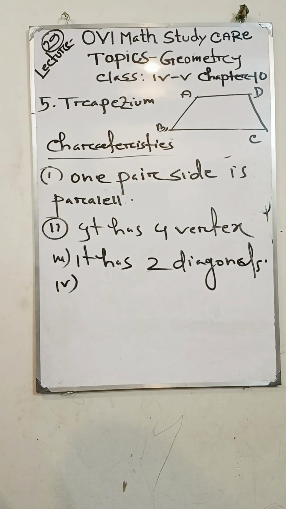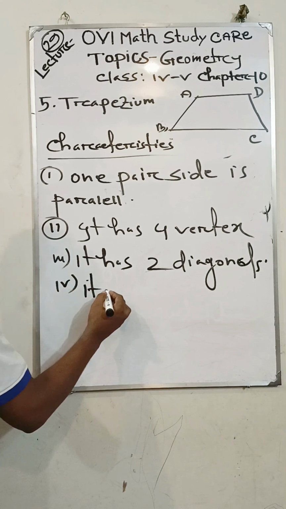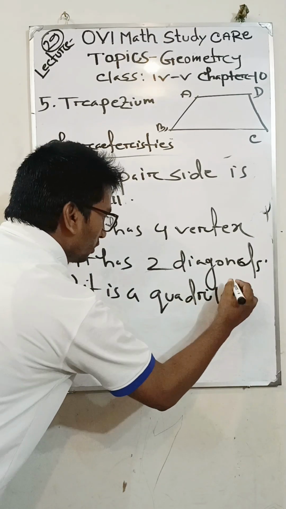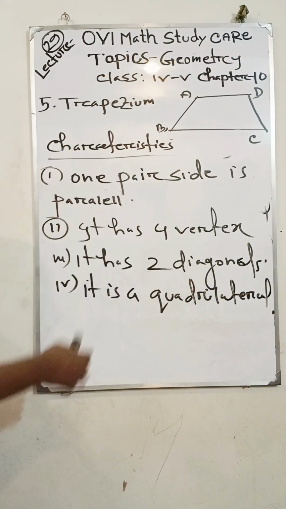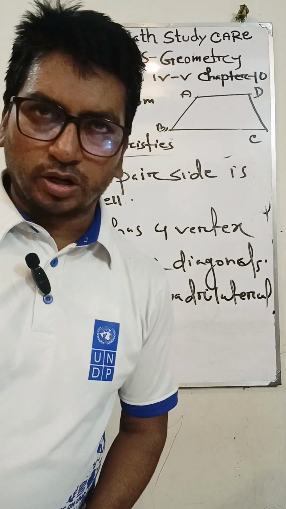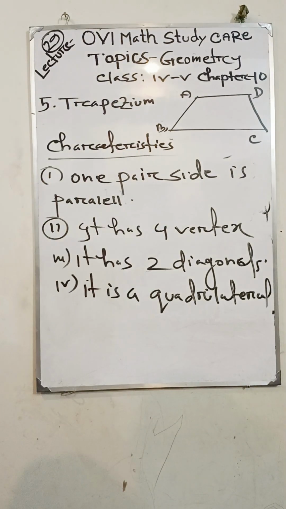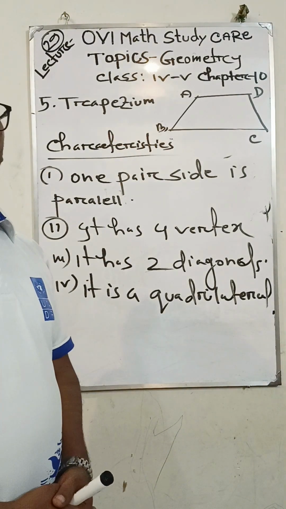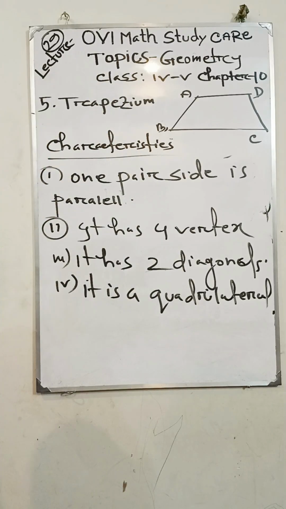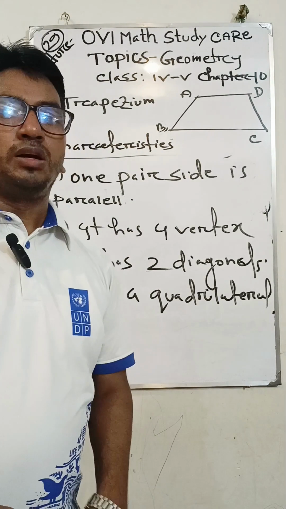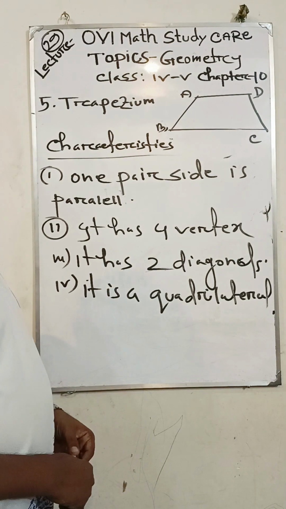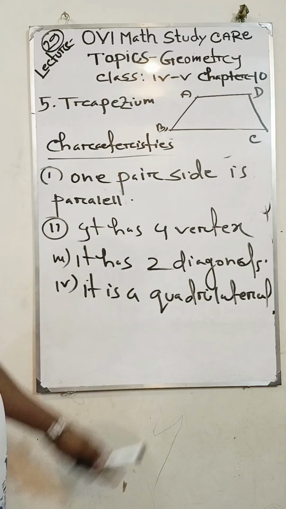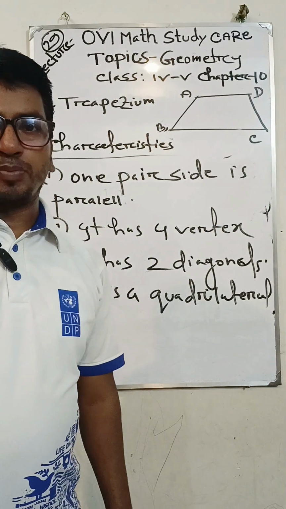Characteristic number 4, it is a quadrilateral. Dear students, we have discussed the characteristics for class 4 plus 5 level students, based on the quadrilateral. Now we have learned 5 figures: rectangle, square, parallelogram, rhombus, and trapezium. We have learned these 5 figures and the characteristics of each of them.